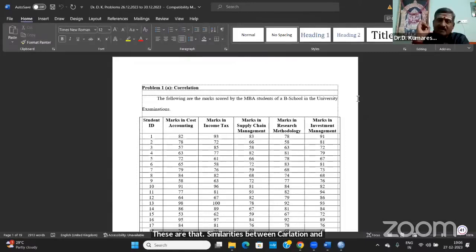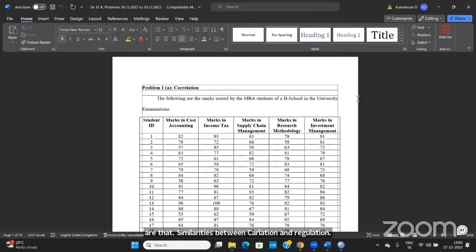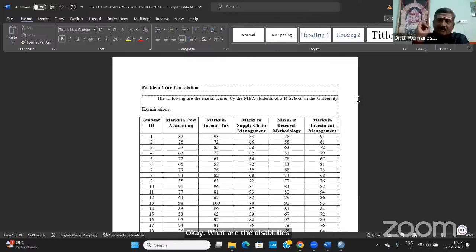Okay. What are the dissimilarities? Dissimilarity number one: correlation shows the degree of relationship only, whereas regression is a prediction tool, forecasting tool.